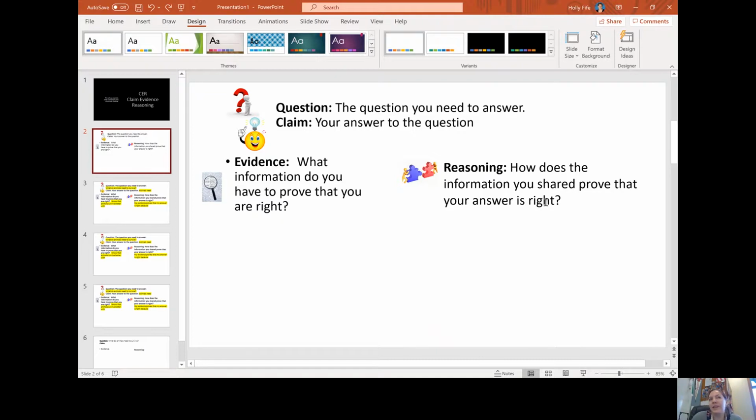So what I'm going to be doing the next few days is asking you different parts of a CER. So sometimes I might give you your evidence and your claim, and then you're going to need to put together the reasoning. I'm just going to mix it up on you. That way we can focus on one little section of it at a time. Today, well, here, let me show you a little example.